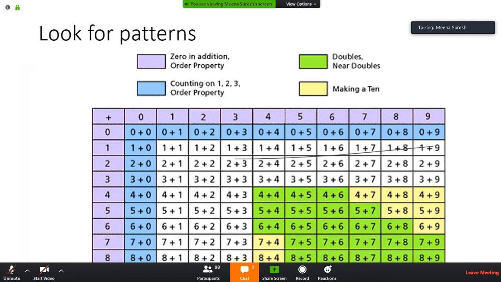Can you see the colors? All the blue ones. They see that when you add with 0, you get the same number. 5 plus 6, 4 plus 6 are all doubles of the middle number. There is a pattern that you can see.